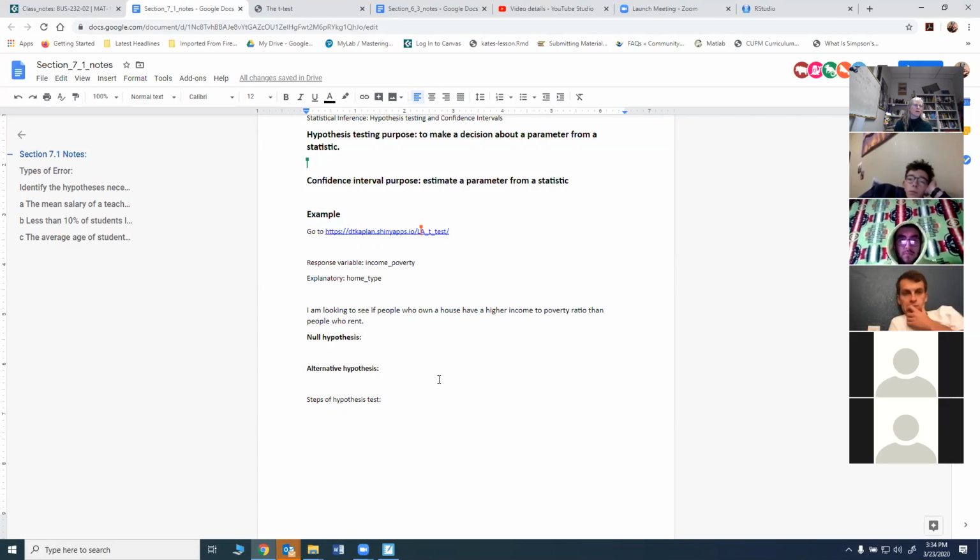And what is a hypothesis, by the way? An educated guess. There we go. A hypothesis is an educated guess. So my educated guess is that people who own homes are more well off than people who rent homes. That's just what I'm trying to say. So we're going to test that hypothesis. We're going to see, am I right that this is happening?